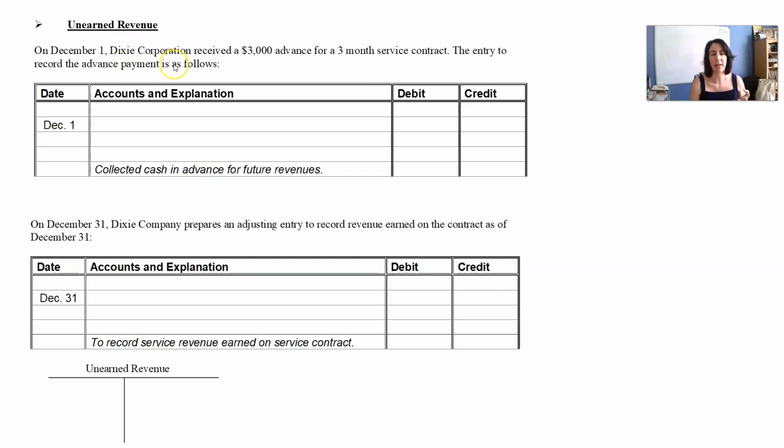And in addition to that, that's when I went back and I said short-term liabilities, or liabilities in general, mean you owe someone something. You don't owe anybody cash, you owe someone, in this case, a service. All right, so let's look at our example.